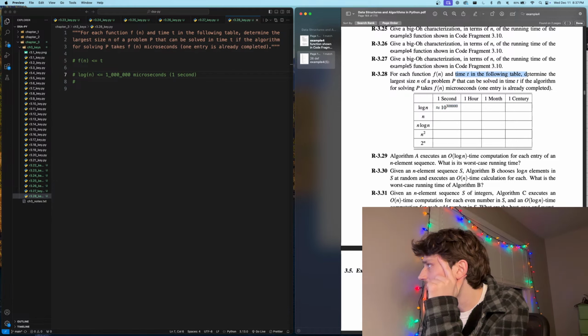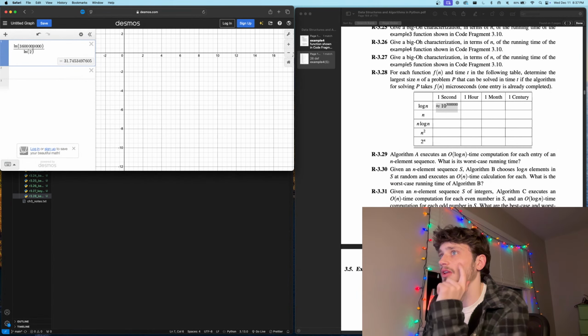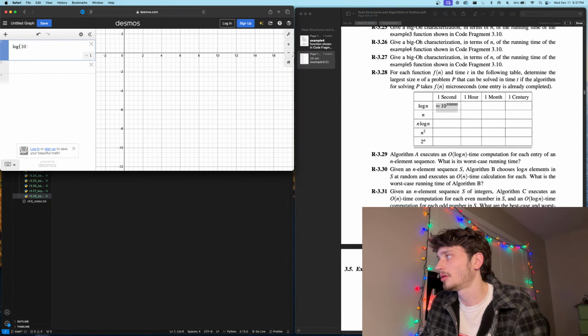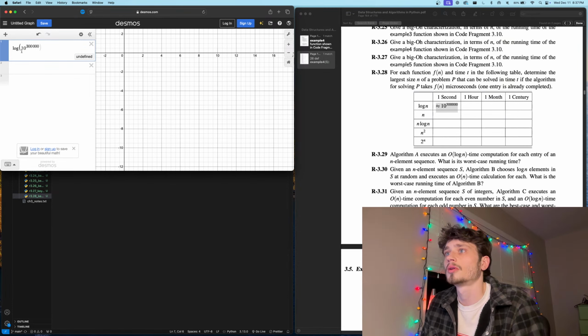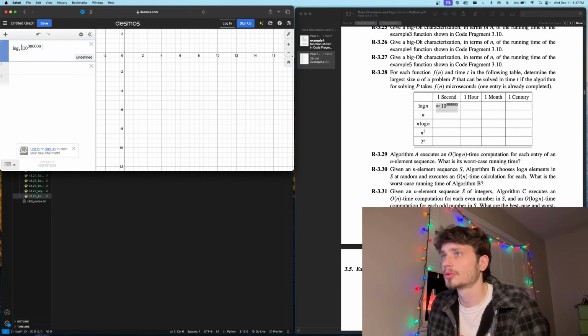For each function and time in the following table, determine the largest n of a problem that can be solved in the time of the algorithm. If the algorithm for solving p takes f of n microseconds, oh, hold on. So f of n microseconds, so log, let's try this. Let's see what happens if we put in the log base 2 of 10 to the power of 300,000. Oh, come on. Gives me undefined.